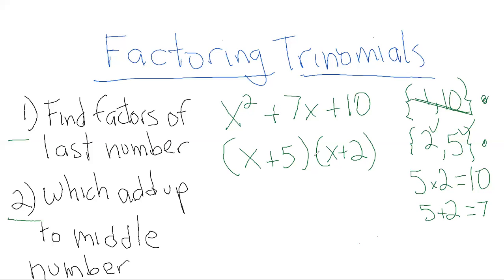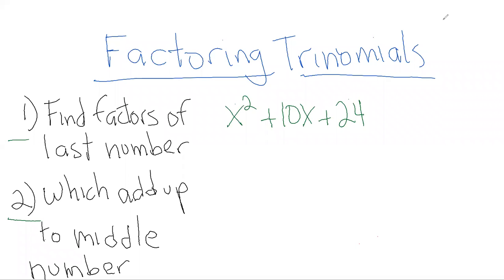I'm going to pause my video to do one last example that we're going to do together. Okay, for our last example, x squared plus 10x plus 24. So we know the setup. We need the two binomials, where they came from. So this is automatic. X plus and x plus. And now we need to find the factors of 24.